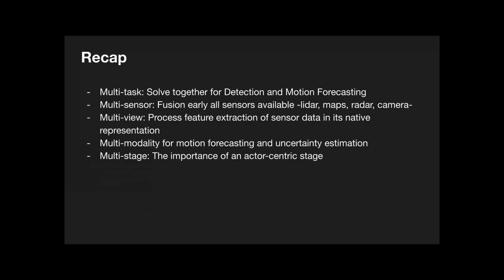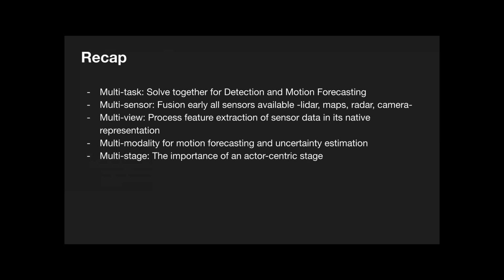So let's recap. With this, we'll end the presentation. So we talked about the importance of solving for detection and motion forecasting together to avoid cascading errors and to benefit from end-to-end learning as well as sharing compute. We have also covered algorithms to combine in one network LiDAR, maps, radars, and cameras, and the benefits of using information learning. We discussed that the addition of multiple view representations can boost performance.